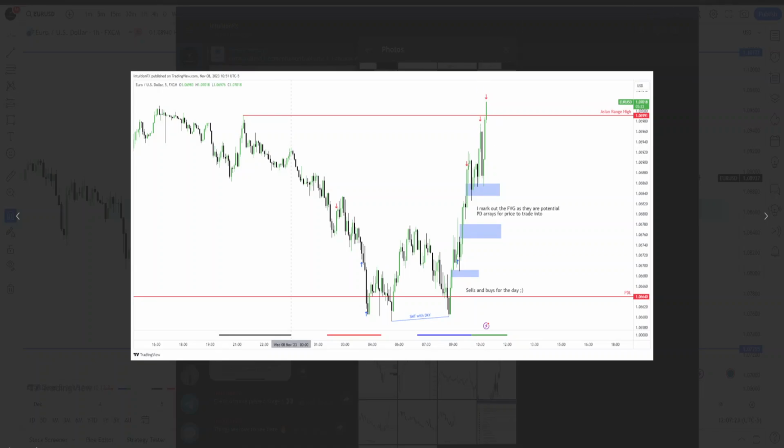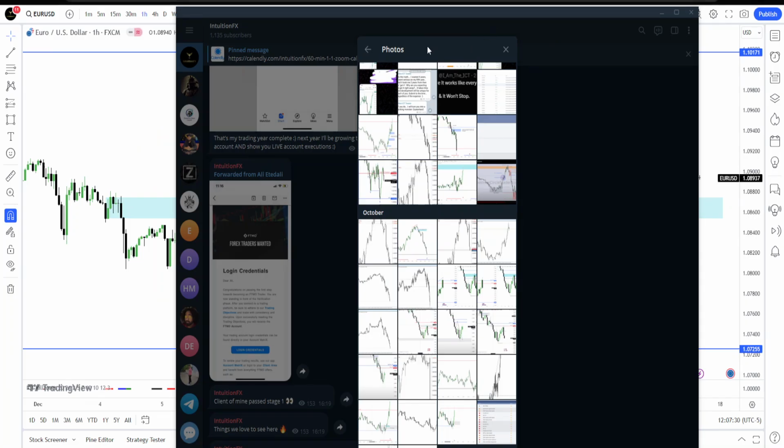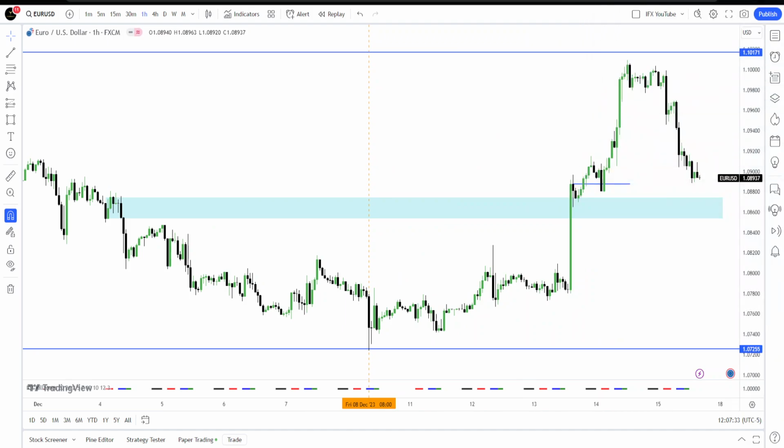But what I'm trying to say is I will enter like that as soon as it comes, because a lot of the big question I get asked is how do you know which fair value gap it's going to go into? How do you know which fair value gap it's going to react off from, or is it going to fill in the fair value gap?